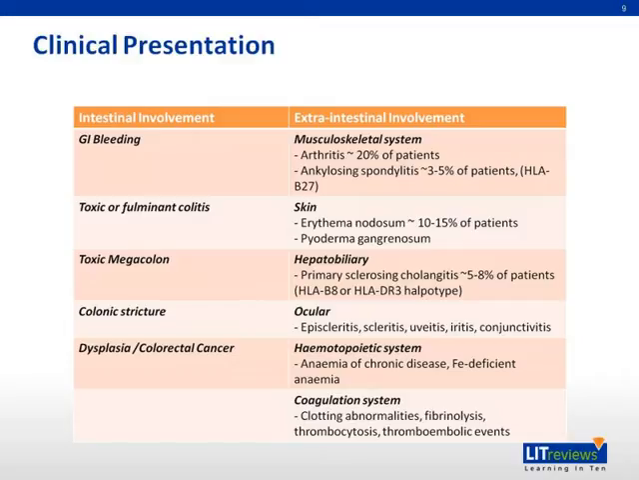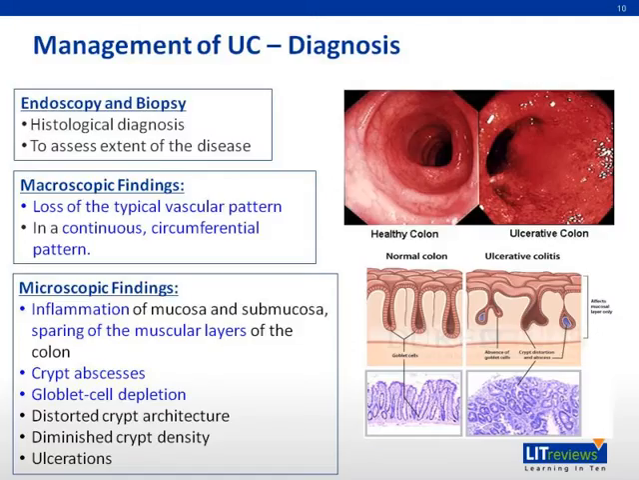Colectomy, however, has no effect on the course of primary sclerosing cholangitis. Most patients with inflammatory bowel disease who develop primary sclerosing cholangitis tend to be less than 40 years of age, male, and have an increased risk of cancer. For the management of ulcerative colitis, we will discuss the diagnosis, medical, and surgical therapies available.